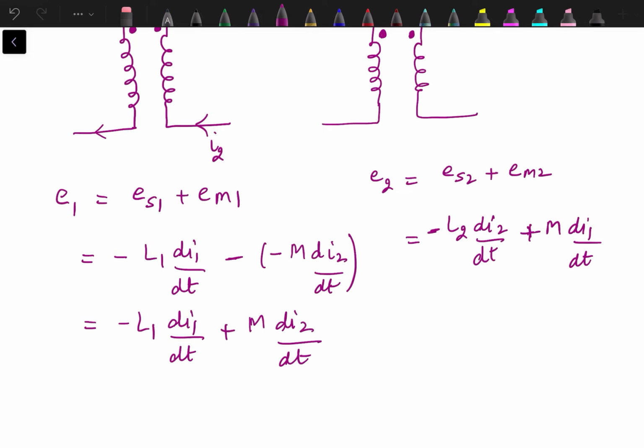In the next video, I will find out the expressions of equivalent inductance for the mutually coupled circuit, followed by some numerical problems.